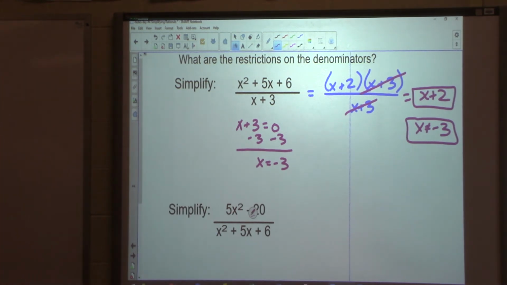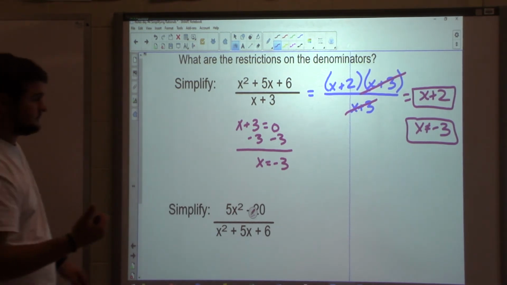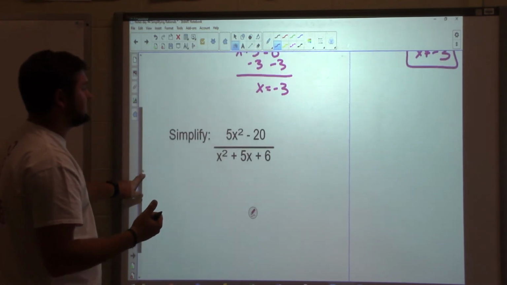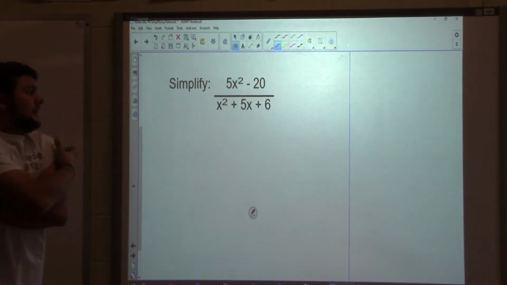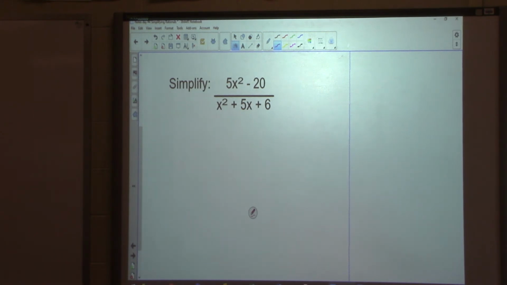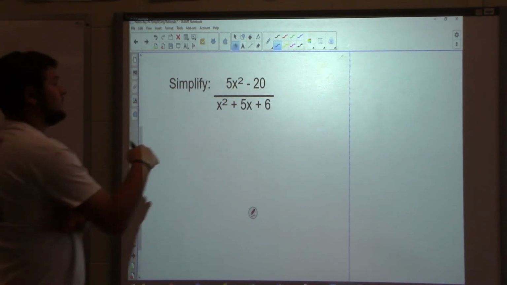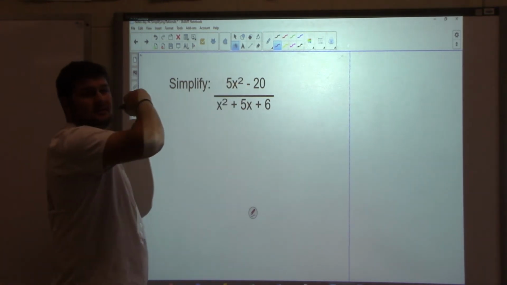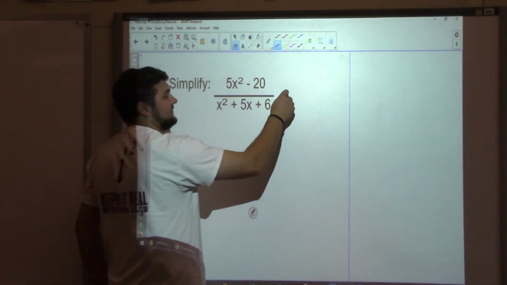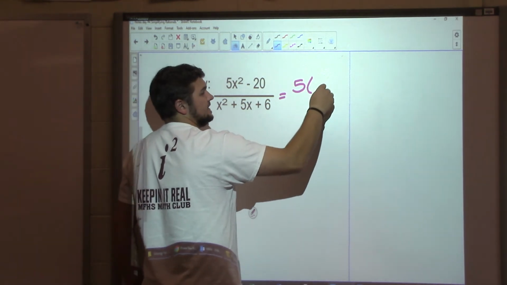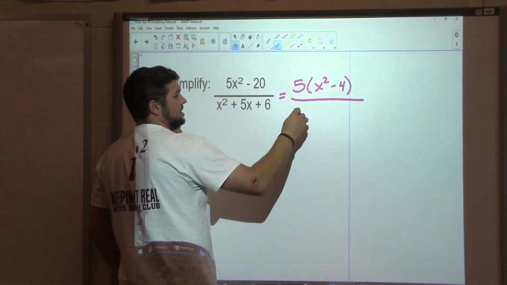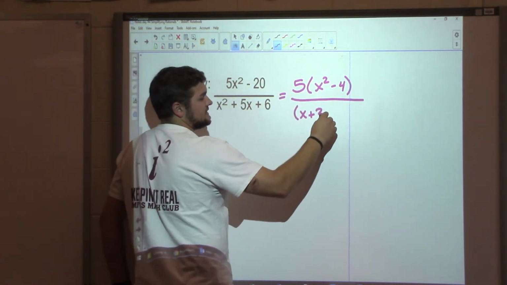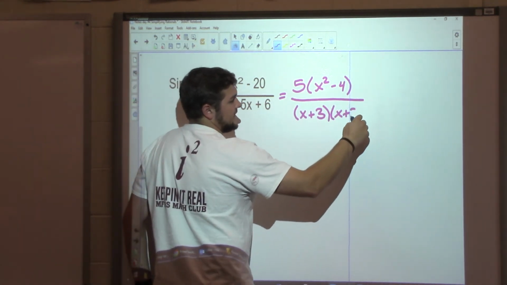Alright. Let's try another. 5x squared minus 20 over x squared plus 5x plus 6. Factor first. If I look at the top part, what can I do to it? Divide by 5. Take that 5 out. 5 times x squared minus 4 over this factors to x plus 3, x plus 2. We just saw that in the last problem.